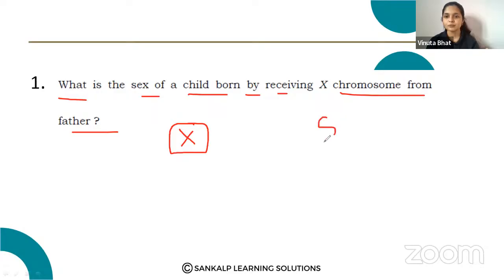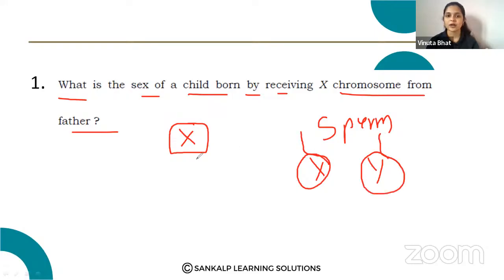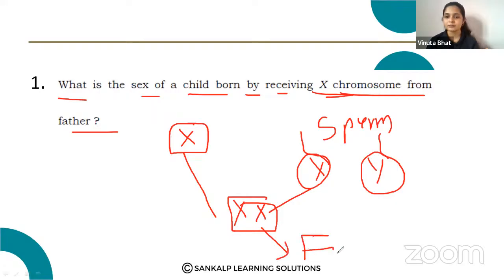But the sperm may contain X or Y. Always the mother has the X chromosome. What is the sex of the child born by receiving the X chromosome from the father? Here the father passes the X chromosome through the sperm, and the mother gives an X chromosome. What will be the sex of the child? The sex of the child will be female.